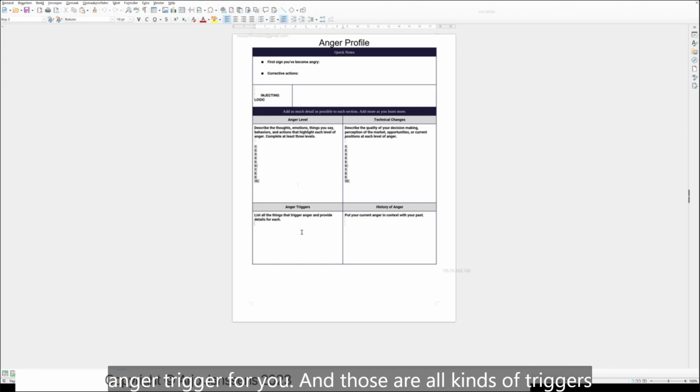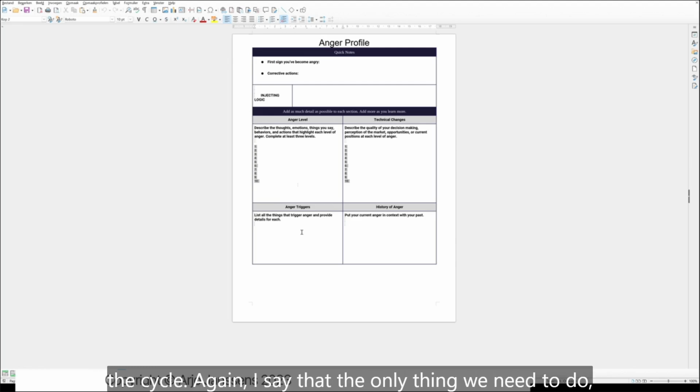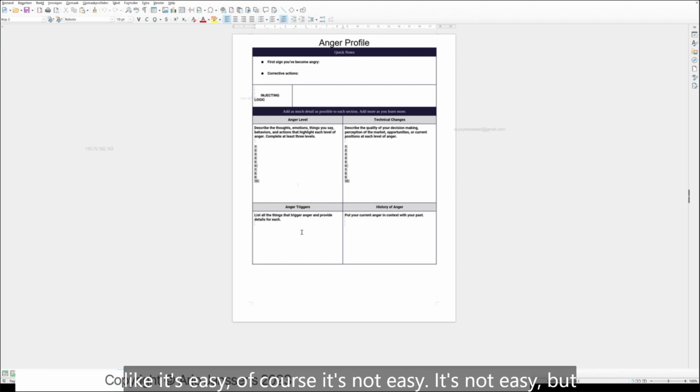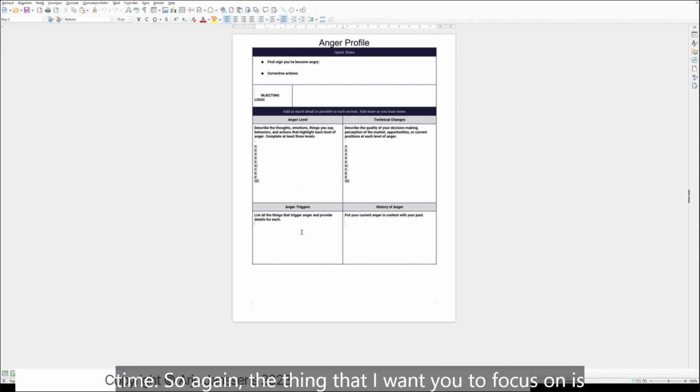And those are all kinds of triggers that, again, we want to make very clear, because then we can recognize the triggers. When we can recognize the triggers and we can recognize the cycle, we have self-control. And the only thing we then need to do is we need to interrupt the cycle. Again, I say that the only thing we need to do, like it's easy. Of course, it's not easy. It's not easy, but it will become easier over time because you will recognize the cycles and you will have more self-control over time.